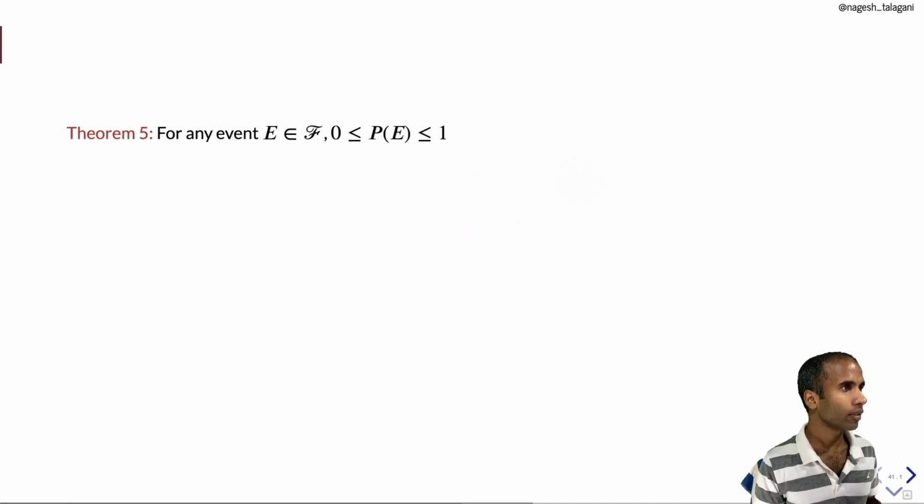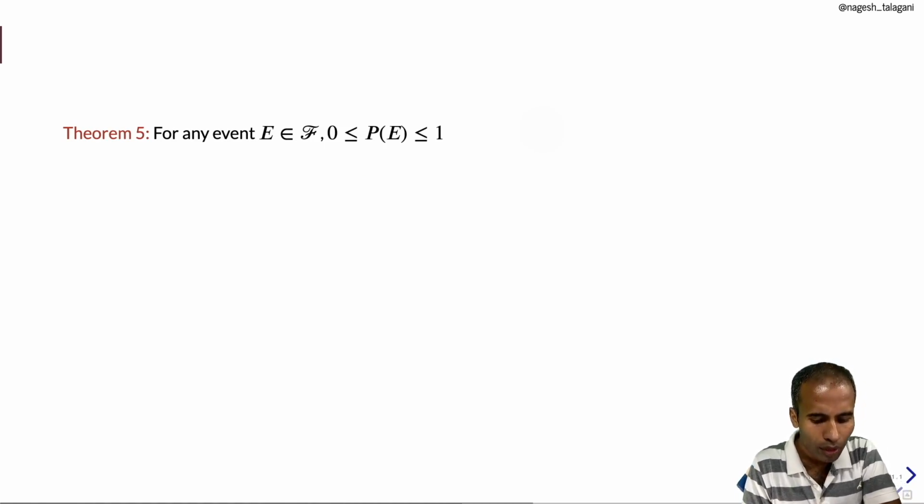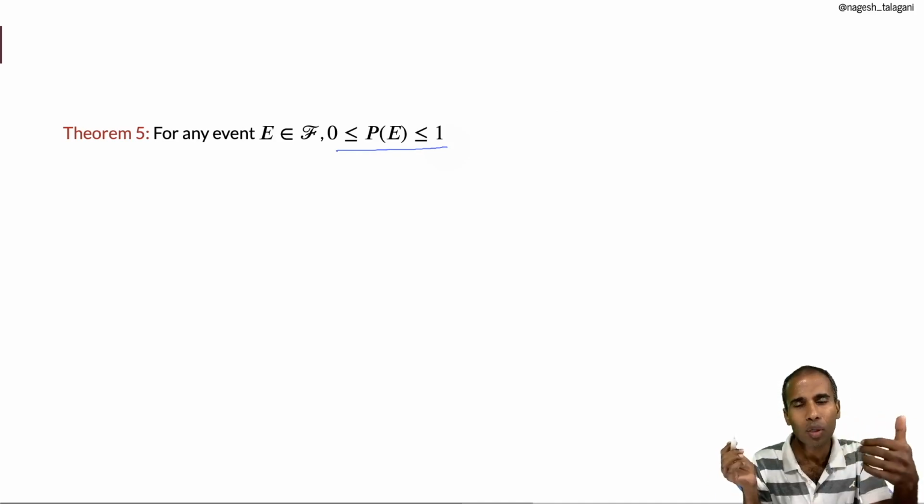Next. Theorem 5. For any event E in event space, 0 is less than or equal to the probability of E, which is less than or equal to 1. That means for any event, the probability of the event must be between 0 and 1. That was our goal actually. For every event, we want to assign a number between 0 and 1, which measures the likelihood of that event to happen, right?